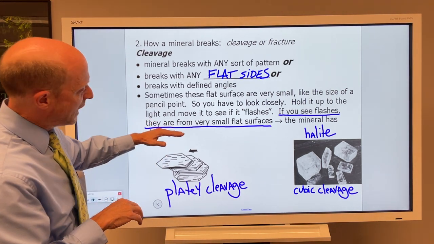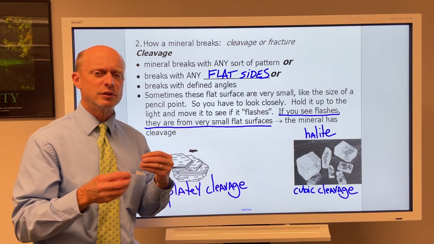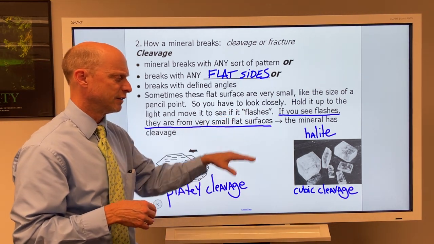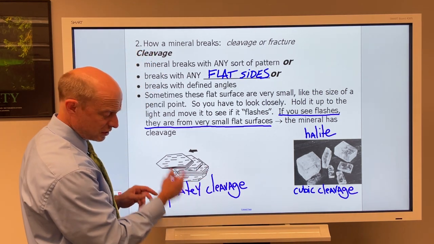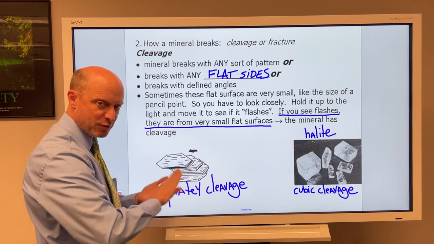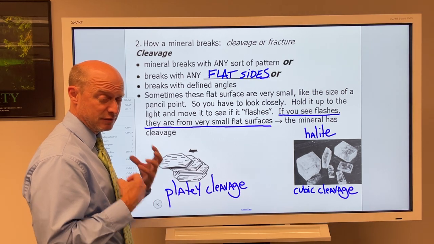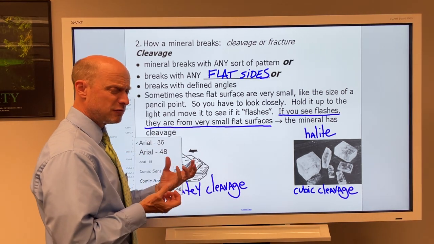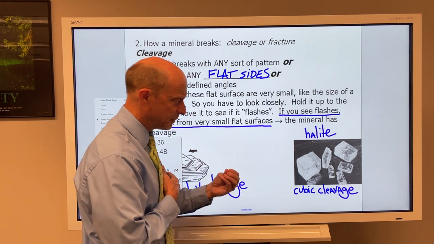So if you see flashes, they're from very small flat surfaces. And sometimes in class when you're starting, we don't even show that because that's a little difficult. We show things maybe more like this, platy cleavage. This is just a diagram, but some minerals will break really flat, almost like sheets of paper will come off, which is really cool. The micas are a great example of that, and mica is one of my favorite minerals. Kids really like mica too. Hopefully we can get you to see some of that in real life.